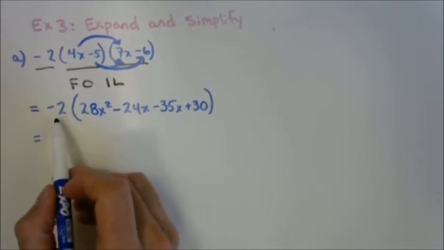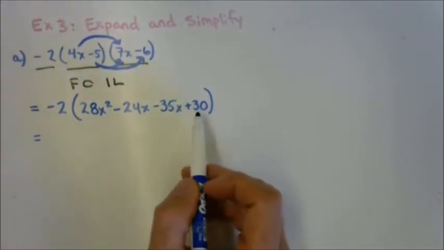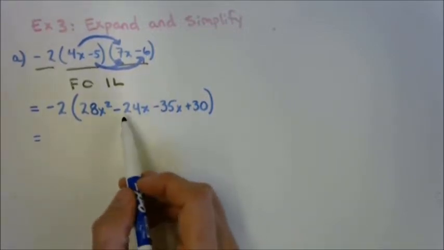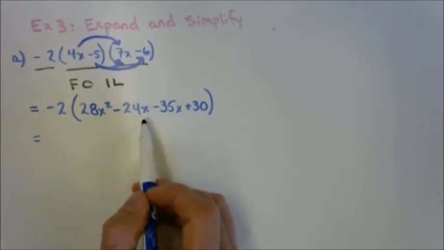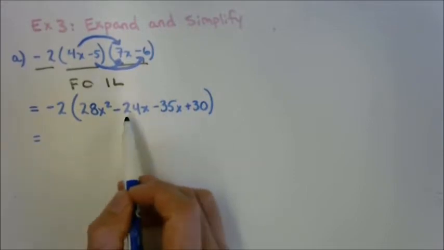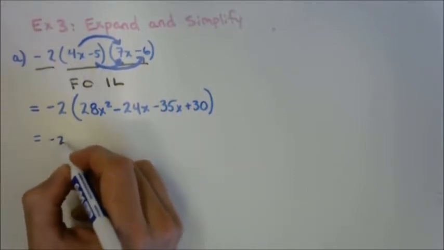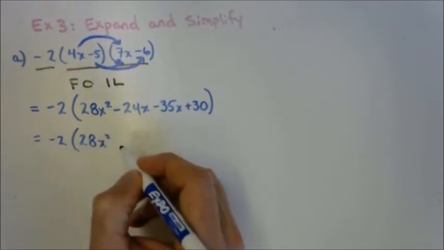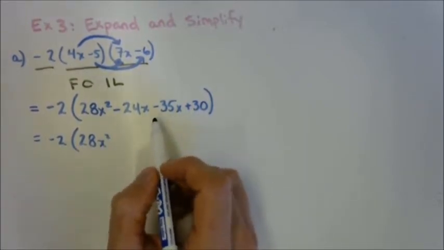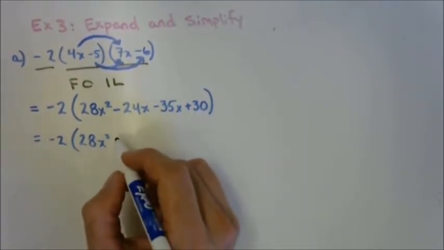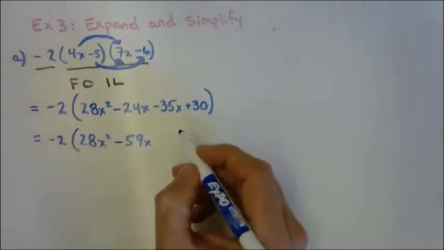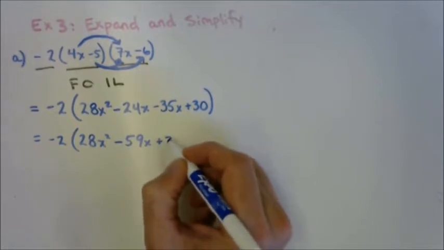Now there's 2 ways you can do this part. You can either multiply the negative 2 by every term inside the brackets and then group like terms, or you can group like terms right away. I see we have 2 terms named with an x variable, so I'm going to leave my negative 2 out here. Inside the bracket I reduce to 28x squared. Ooh, and then I have to group my x terms. Negative 24 minus 35 is negative 59x's. And plus 30.